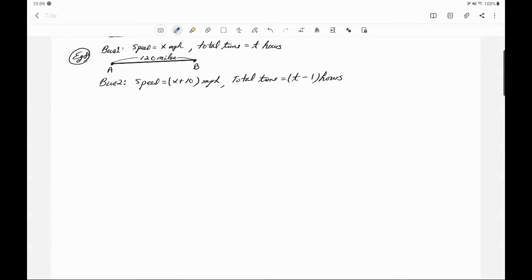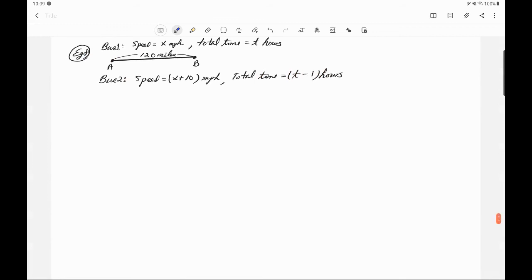All right, this next example is a word problem, an application problem. Okay, the story is this. There are two buses, and the first bus is moving from location A to B, and the speed is unknown. We want to find the speed of the first bus and the second bus. And the total distance from A to B is 120 miles. And then the second bus is 10 miles per hour faster than the speed of the first bus.